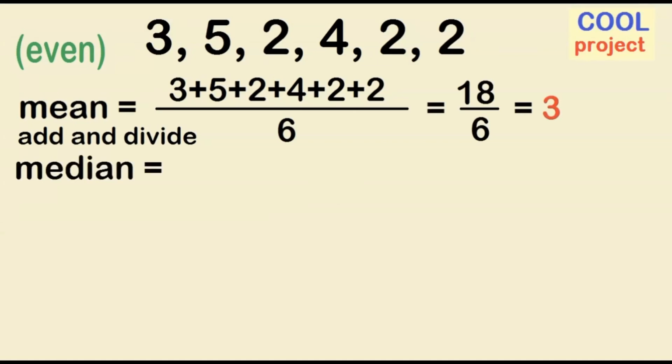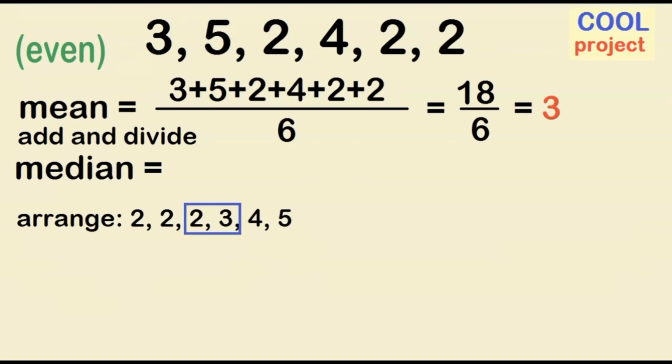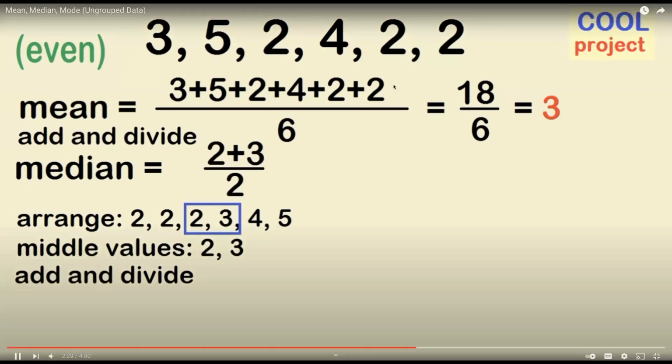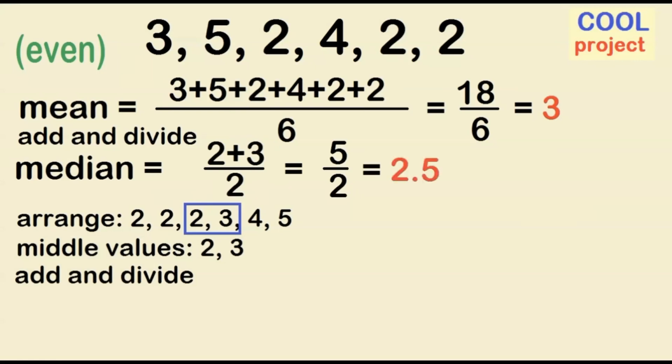To find the median, arrange the data values: 2, 2, 2, 3, 4, 5. The middle values are 2 and 3. To find the median, just add the middle values and divide by 2. 2 plus 3 divided by 2 is 5 over 2, which is equal to 2.5.